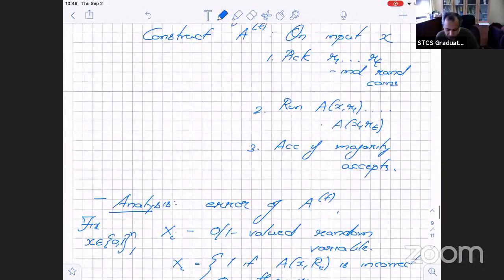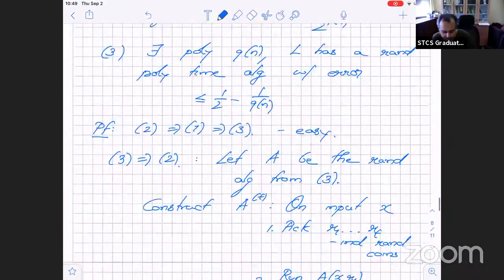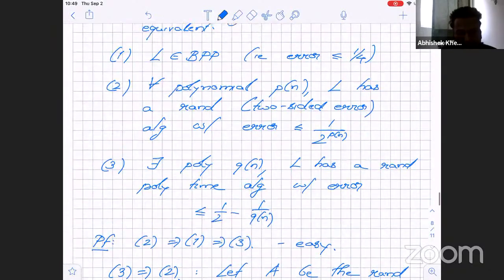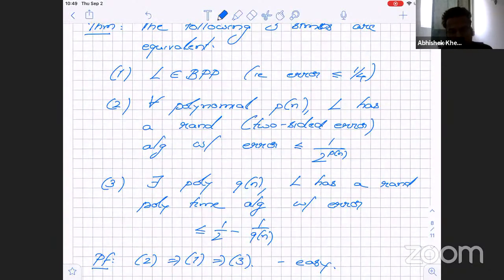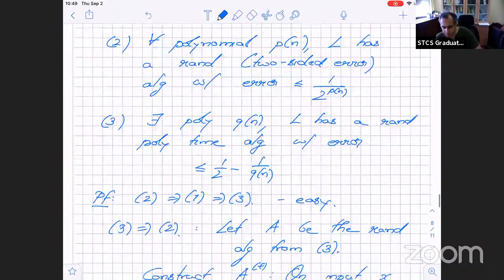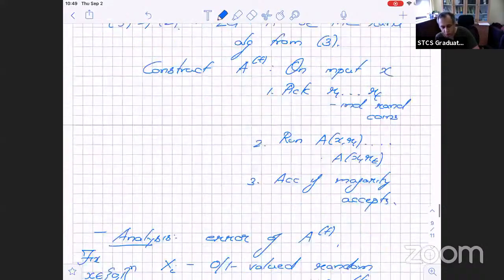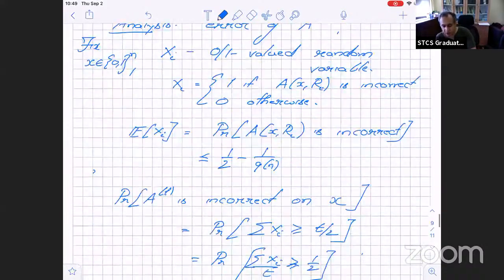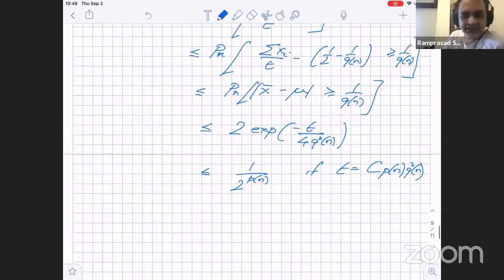This one? Yes. So suppose I had written: for all epsilon greater than 0, L has a randomized algorithm such that the error is at most epsilon. So I want to see how that statement is different from 2. How that statement is... 1 over 2 to the P of n. So here, Prahladh, can you go back to that statement again?